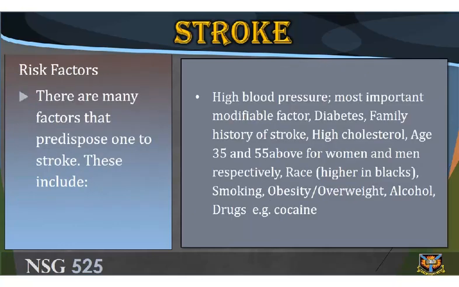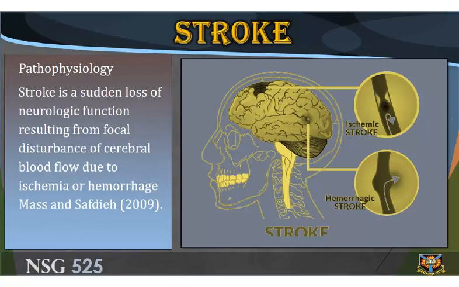Risk factors. There are many factors that predispose one to stroke. These include high blood pressure, the most important modifiable factor, diabetes, family history of stroke, high cholesterol, age 55 and above for women and men respectively, race, higher in blacks, smoking, obesity or overweight, alcohol, drugs, e.g. cocaine. Pathophysiology. Stroke is a sudden loss of neurologic function resulting from focal disturbance of cerebral blood flow due to ischemia or hemorrhage, Smeltzer and Bare 2009.